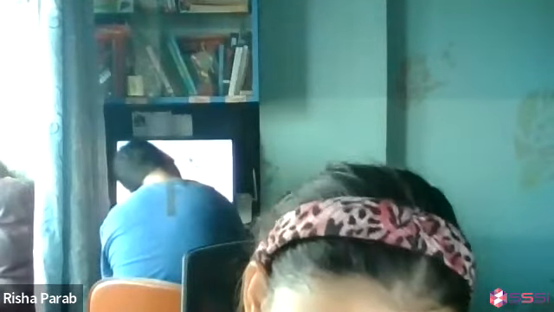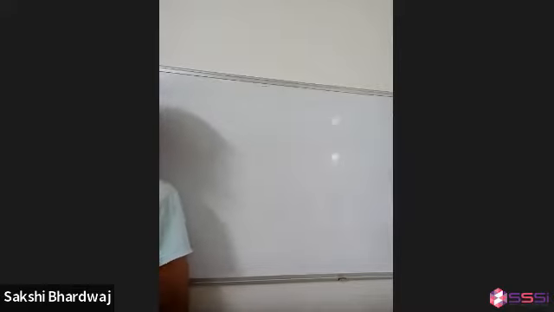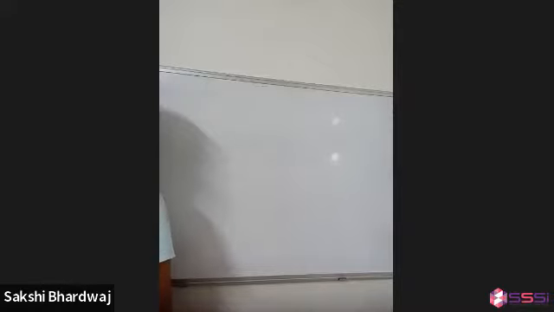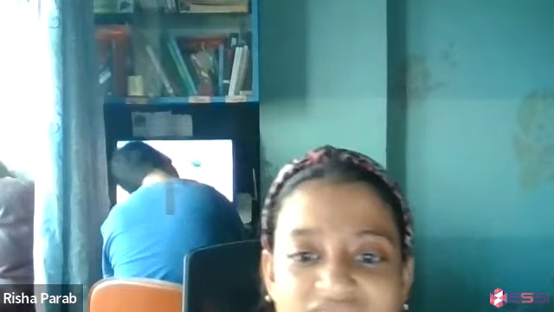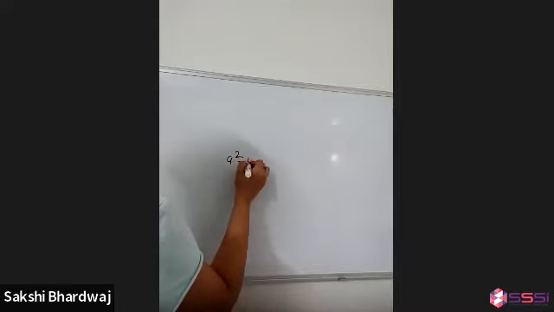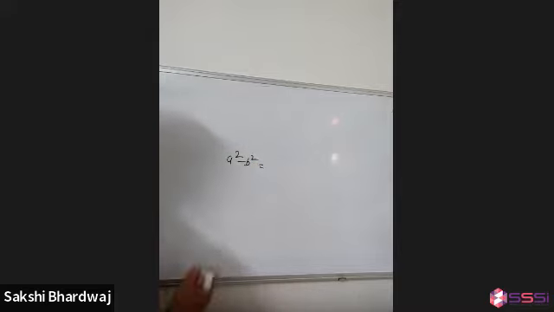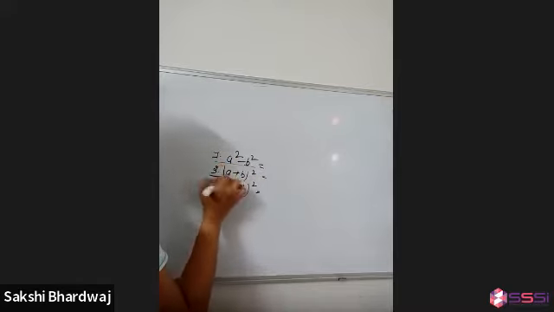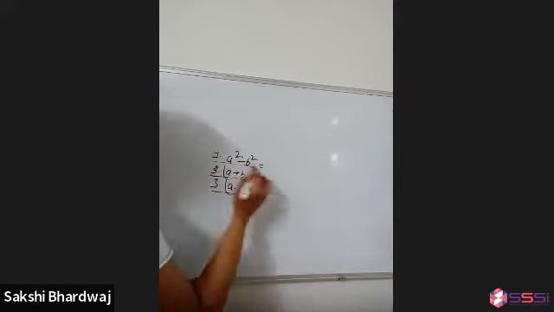Have you learned algebraic formulas? Those identities you remember, a plus b whole square, a minus b whole square and all that stuff. Have you learned them? I think so. Tell me what is a minus b whole square? First, second, third. What is it equal to? A square plus b square minus 2ab.